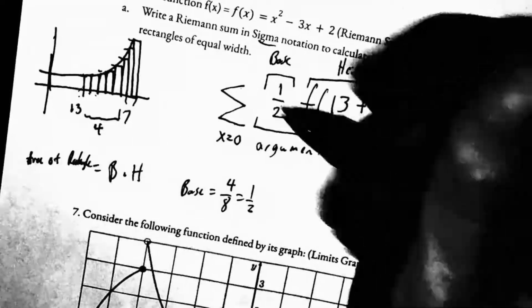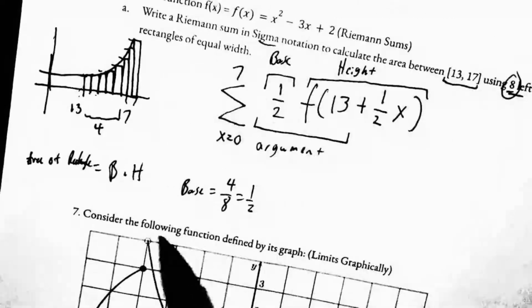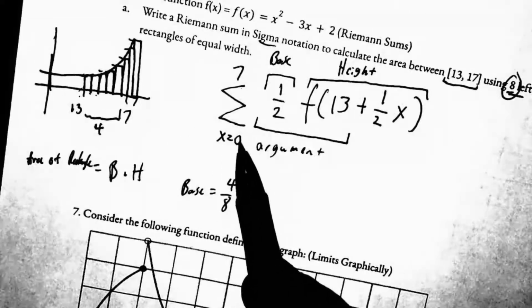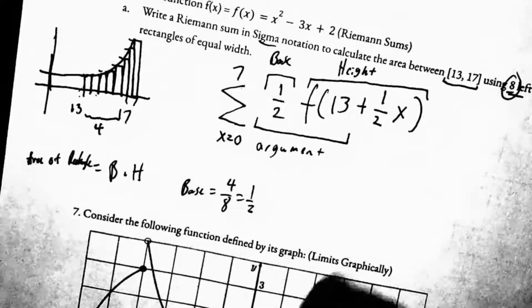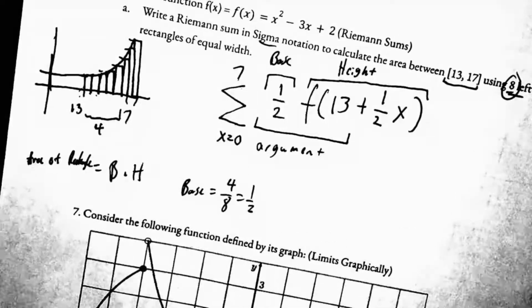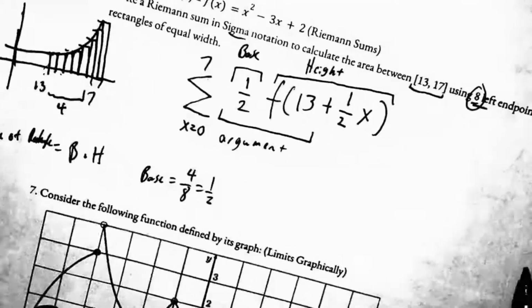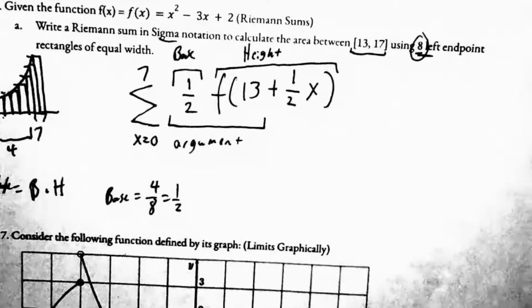Okay? And we're going to go to 7, not 8, because 0 counts as a number, right? You have 0, 1, 2, 3, 4, 5, 6, 7. That's actually 8 numbers. And that's it. That is the Riemann sum.